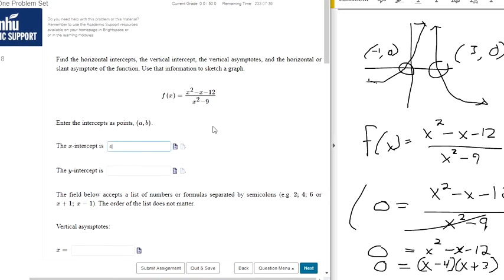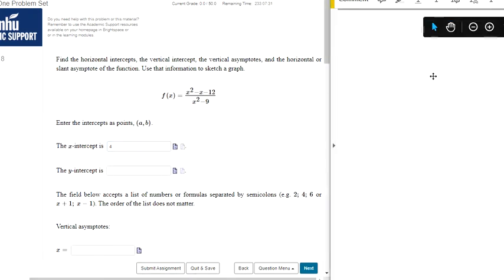We got two solutions when we solved that equation, but only one of them works, because if you try to plug the other one in, it's actually not even in the domain of the function. Okay, so that's the x-intercept.